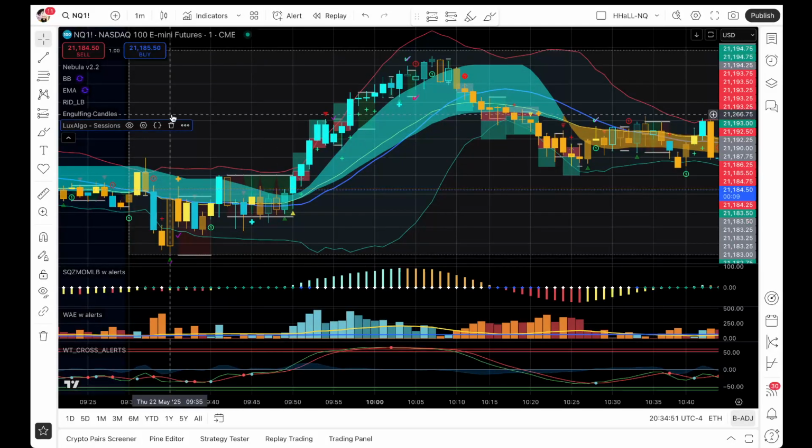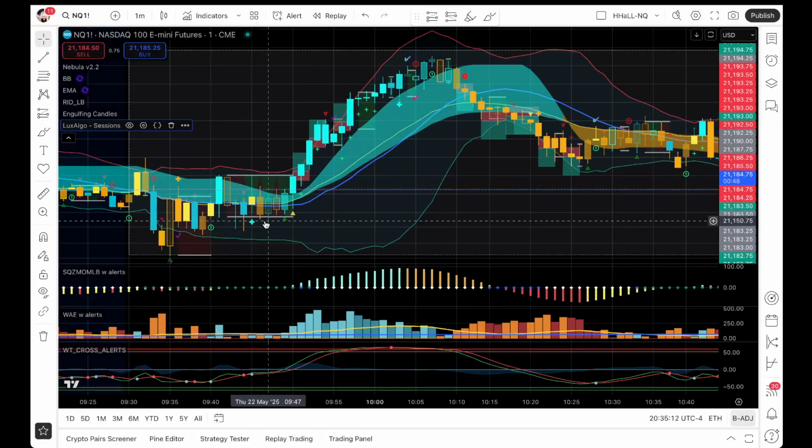Okay, here we've got TradingView with NQ futures and 1 minute candles. Today is Thursday, May 22nd. This vertical line here means it's the start of the New York session, which is 9:30 a.m. Eastern Time. I get that vertical line from the Lux Algo Sessions indicator. It shows the high and low of the day dynamically as the trade of the day progresses.